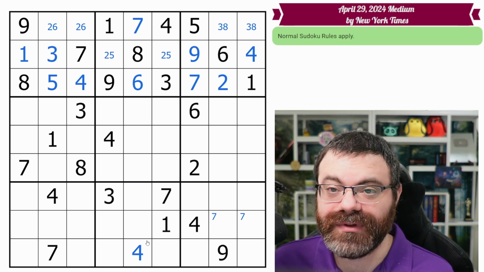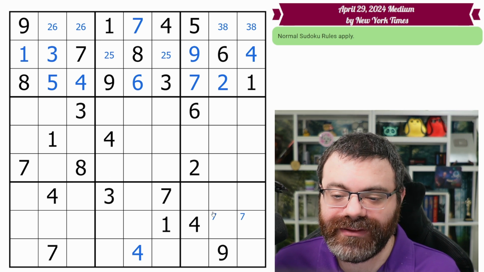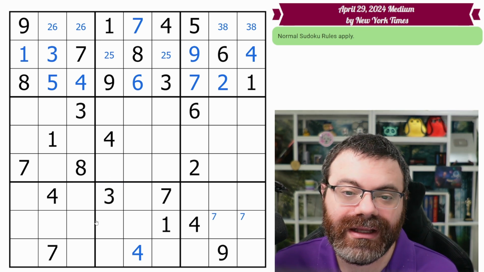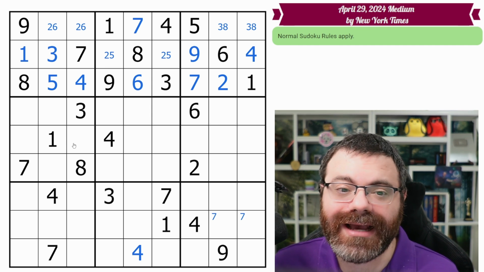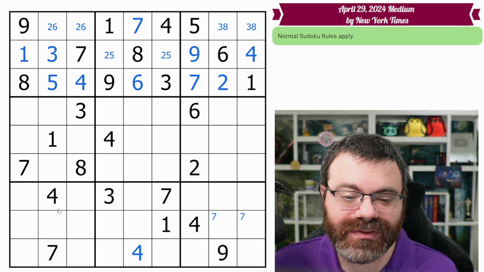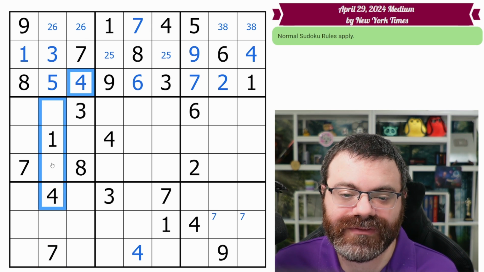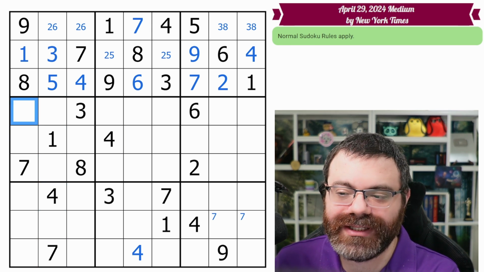Okay, so now we finished with the bands. We did band 1, band 2, and band 3. Band 1 was much more fruitful than the other 2. You never know what's going to be fruitful. Now we're going to look at the stacks. We're going to do the same exact thing. So we've got the 4 and the 7 here. 7s are already done. 4s are not, though. These 4s look in. This 4 looks in, so we can place this 4.